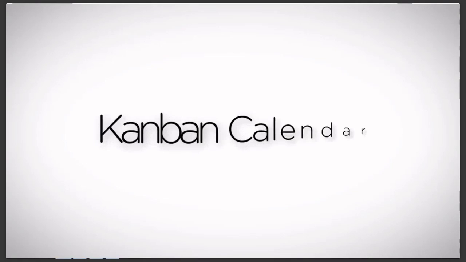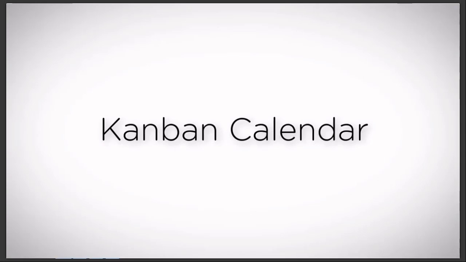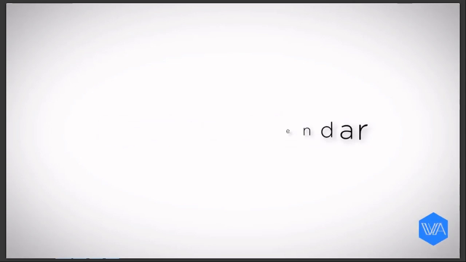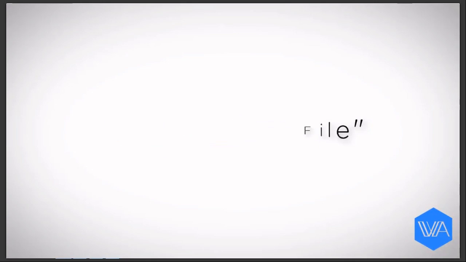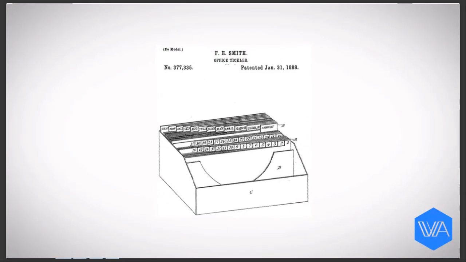The secret to understanding the WorkFlowy Kanban calendar would be to compare it to the Tickler file. This is what a physical Tickler file looks like. As you can see, the Tickler file was patented way back in 1888. It was originally a system of physical folders, one for each day of the month ahead, allowing one to file documents to a future date on which they needed to be acted upon.